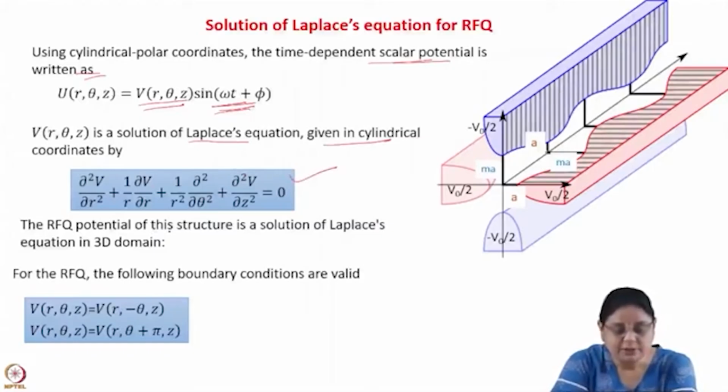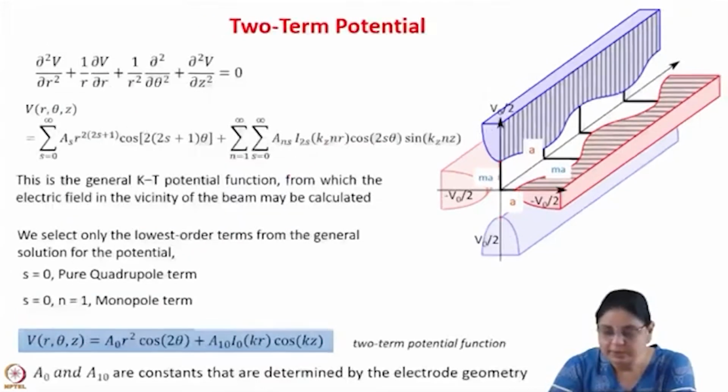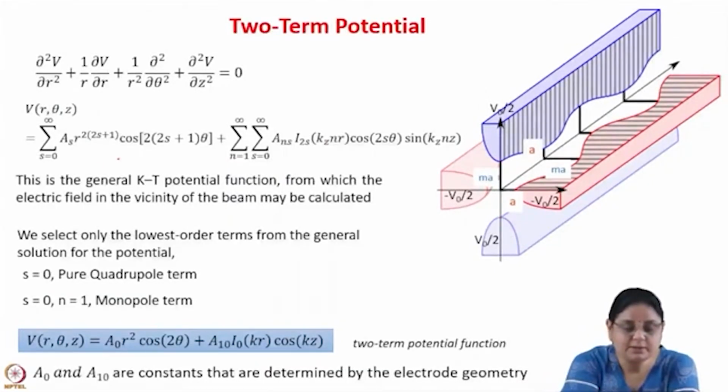The RFQ potential of this structure is a solution of the Laplace's equation in the 3D domain. Now for the RFQ, the following boundary conditions are valid. So the potential at some location (r, theta, z) is the same as the potential at (r, minus theta, z). So whatever is the potential here, the potential at this location, minus theta, is also the same. Similarly, V(r, theta, z) is equal to V(r, theta plus pi, z). Again, the potential at this location and this location are the same. So with these boundary conditions, we can write a general solution of this equation.